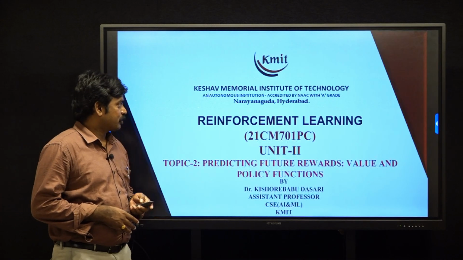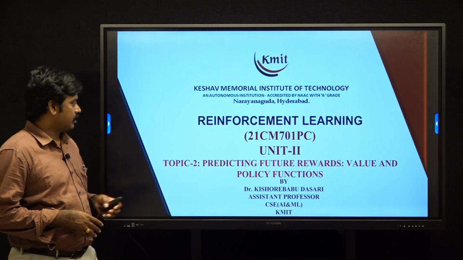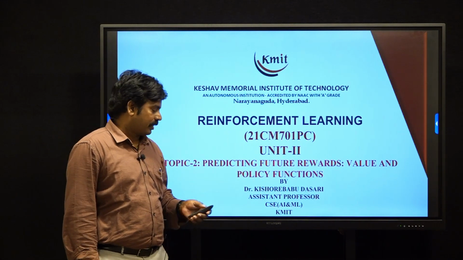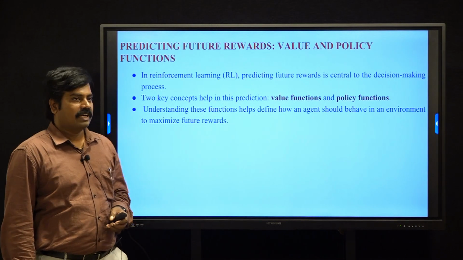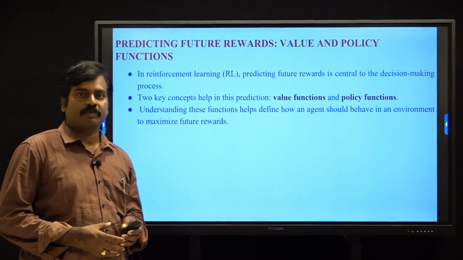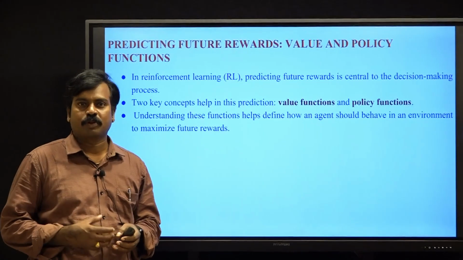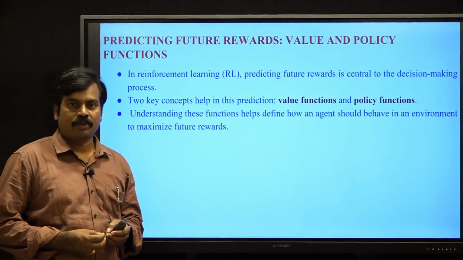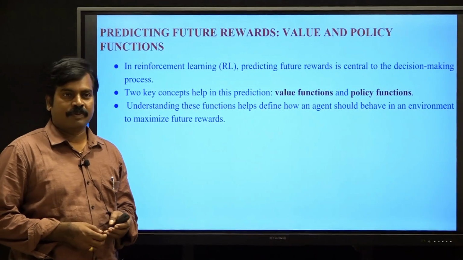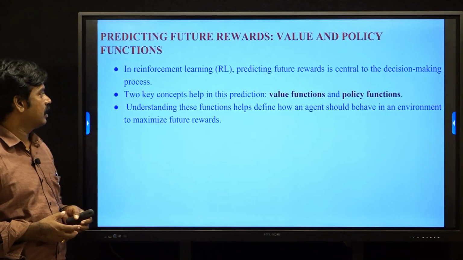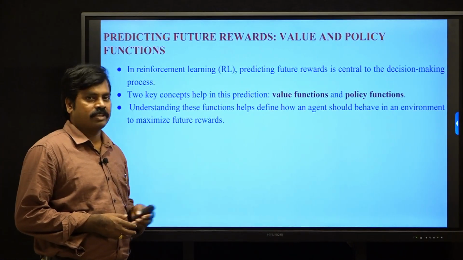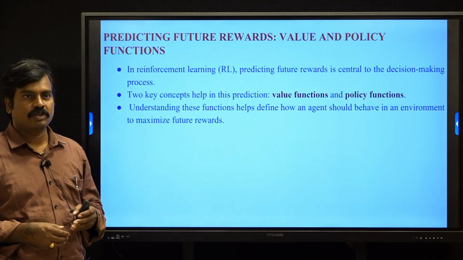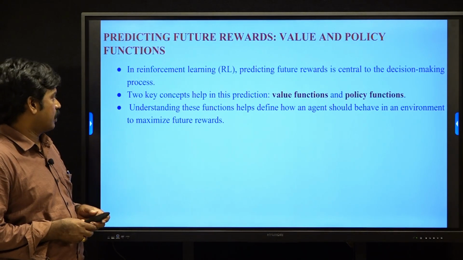Welcome back, reinforcement learning. The second unit, second topic: predicting future rewards by using value and policy functions. The main objective of reinforcement learning is to get the maximum cumulative rewards. How do we get the maximum cumulative rewards? We have to predict the best rewards, and we do that by using different functions. In this lecture, I explain the value functions and policy functions we use to predict the future rewards.